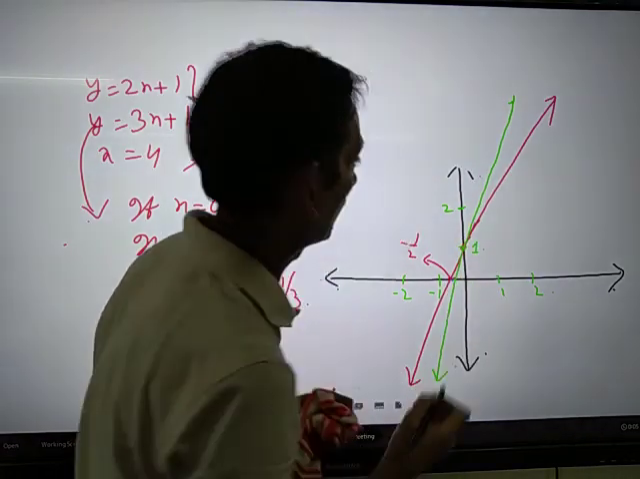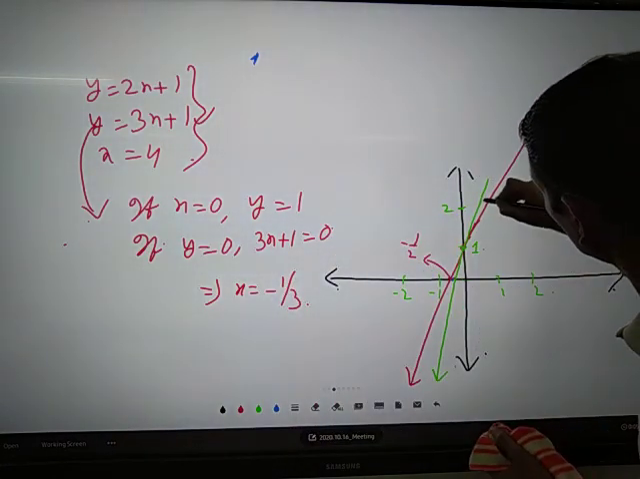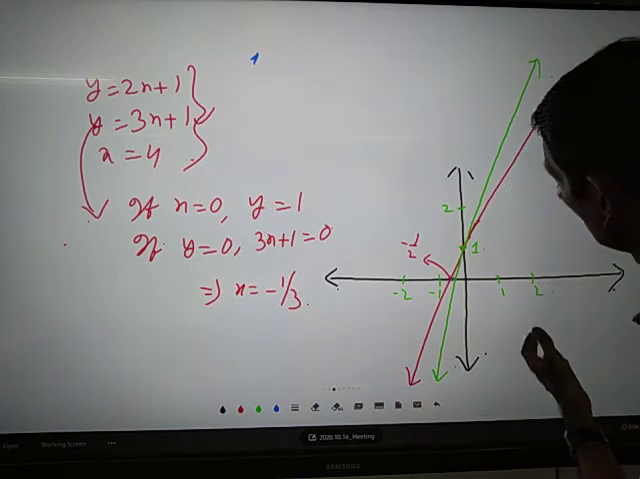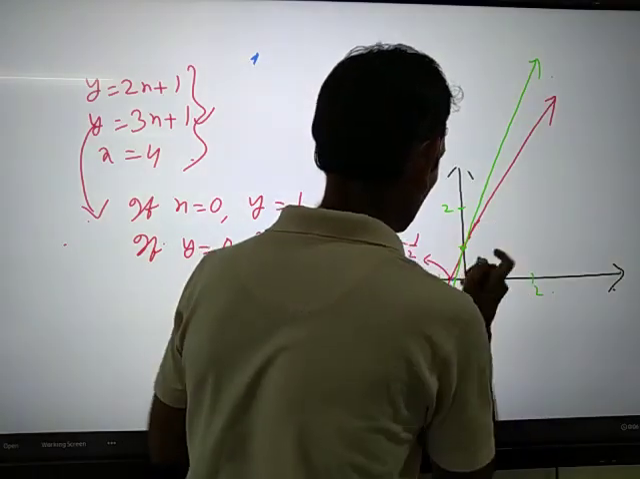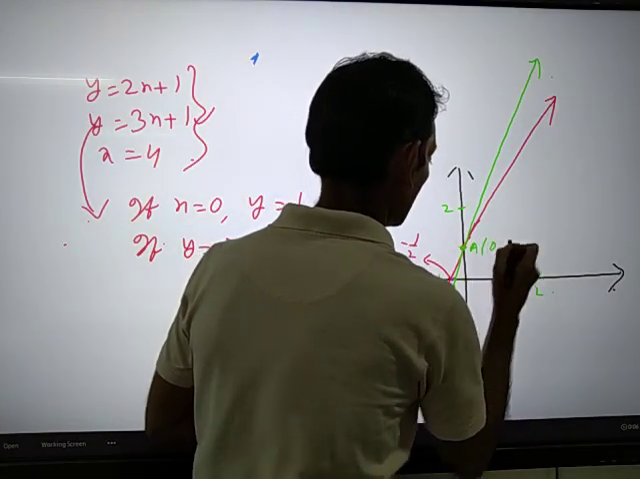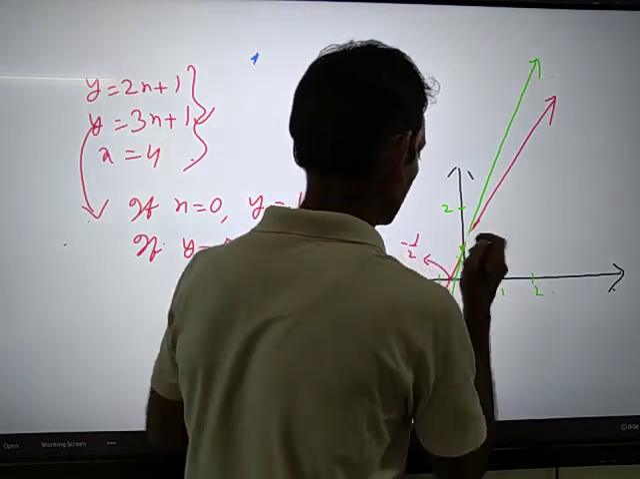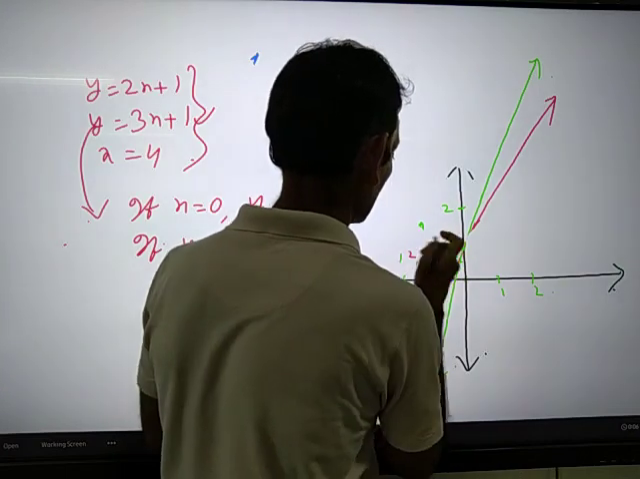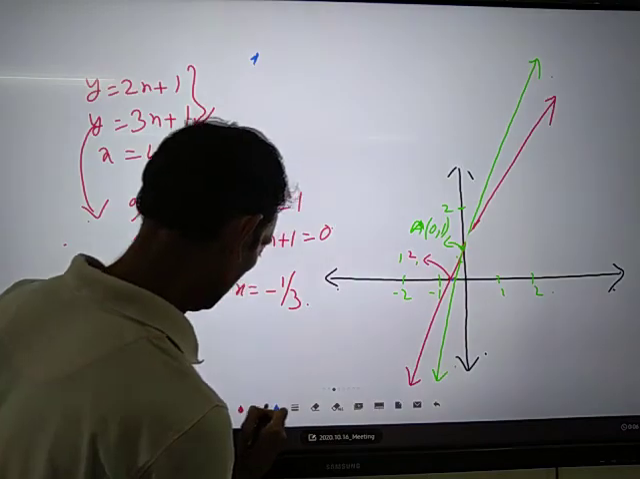Say this is the second line. This is the second line. And we can just mention this coordinate. This is A. We can write this coordinate this side. The coordinate A is 0, 1.